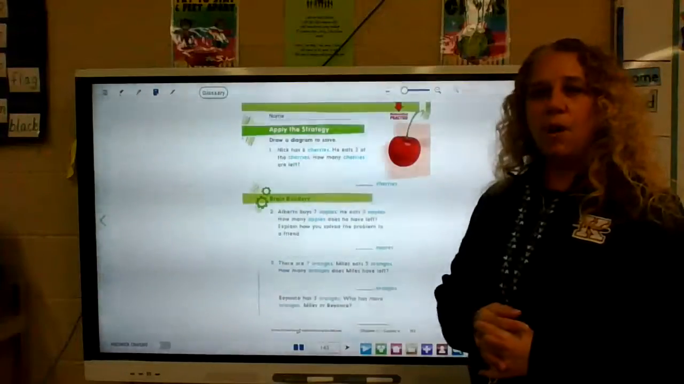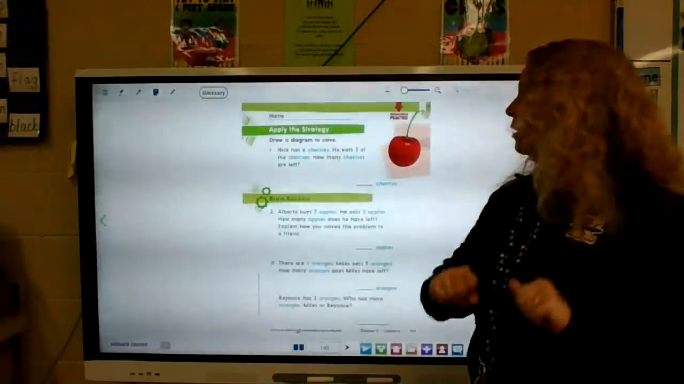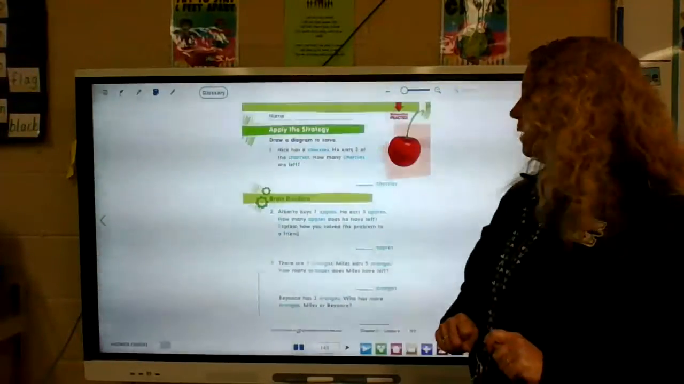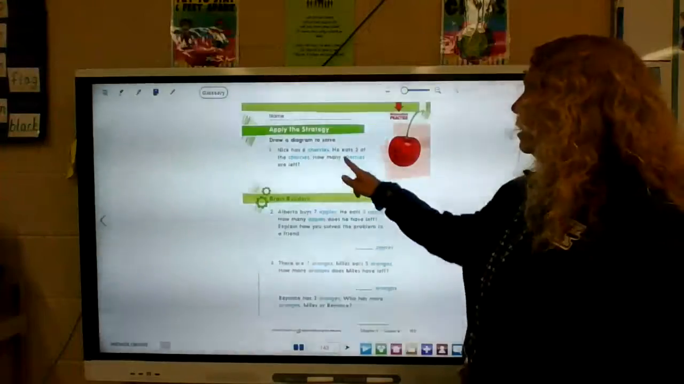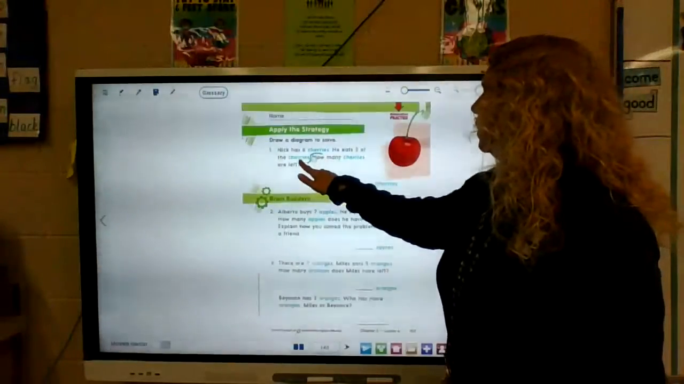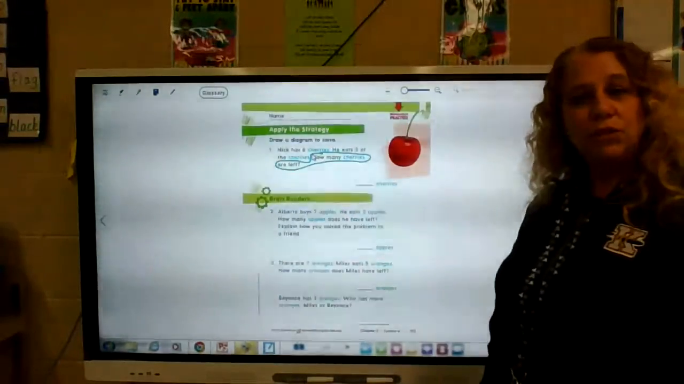Okay, so think about what we know. We know he has 6 cherries. And we know he eats 3 of those cherries. And then we have to find out how many cherries are left. All right, so let's draw our diagram.